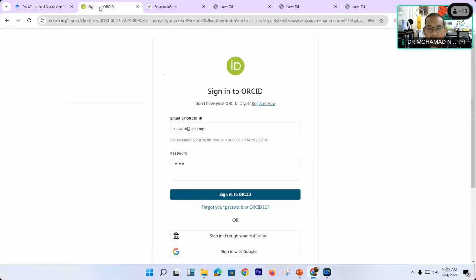The second one is ORCID ID. You have to register for your ORCID ID. It's better to register using Google, I think, because in the end, if you are not attached to an institution, you can still use the ID. For example, I have my own.